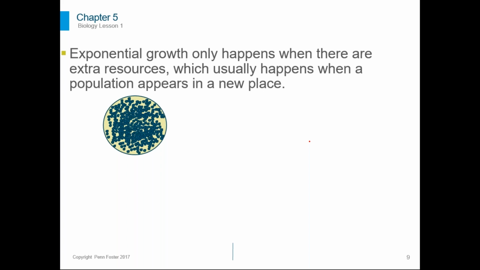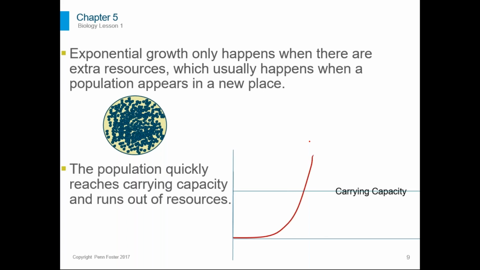And exponential growth results in a problem. The population quickly reaches the carrying capacity and runs out of resources. It exceeds the carrying capacity and they can't even continue to survive. Sometimes because there are so many individuals reproducing, the resources get completely depleted and most of the population dies off.